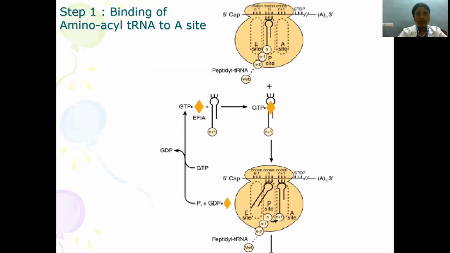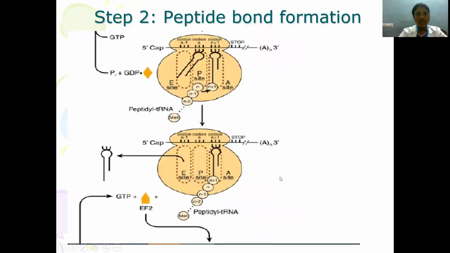Here, this is step one, which is binding of the aminoacyl tRNA to the A site. Here, at the A site, the N+1 amino acid is coming. The charged tRNA is coming and binding, with the anticodon on the tRNA pairing with the codon on the mRNA. The second step is peptide bond formation. The whole sequence of amino acids present on the tRNA in the P site forms a bond with the incoming amino acid already bound in the A site, so the tRNA in the P site is free of amino acid.